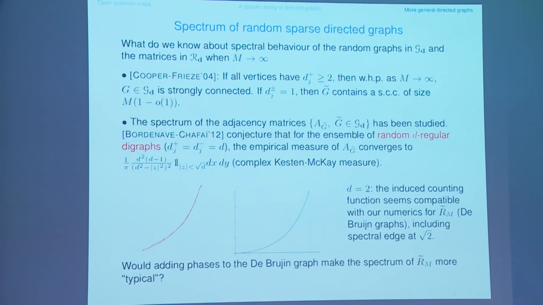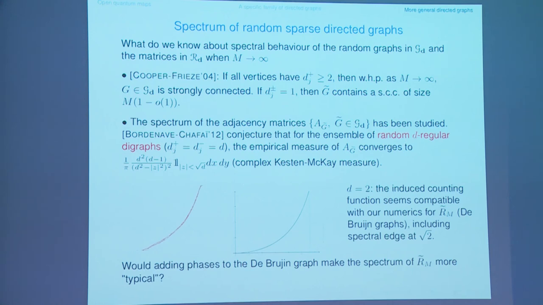There have been very few results about this in the probability community. I would like to understand the spectral behavior, the spectral distribution, of this type of random matrices with random phases sitting on random graphs, or at least some family of random graphs. There have been some results about the topology, the structure of these random graphs, because we did not impose it to be a strongly connected component.